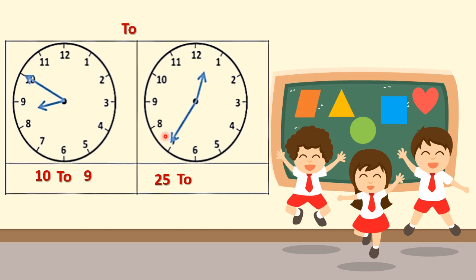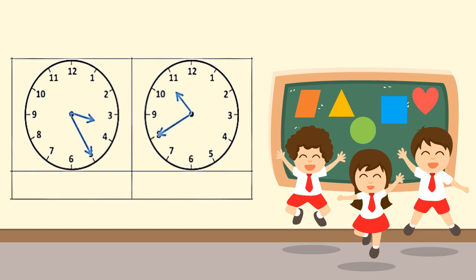When you see to, go to the big number. Which is the big or the next number? Yes, I will go to the number after the short hand. So I will go to 1. So it's 25 minutes to 1.